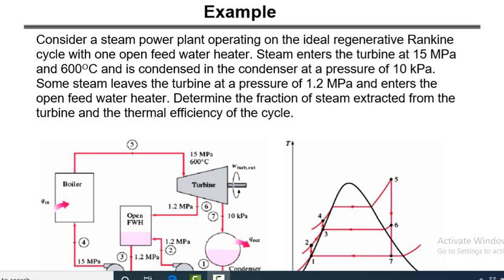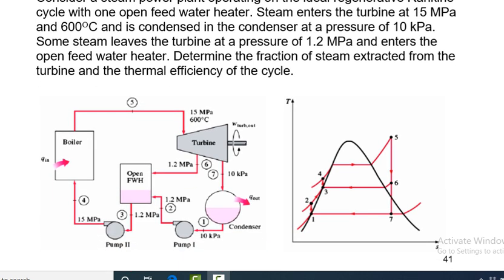First of all, you have to read this numerical once again, and you have to find out what inputs are given in the numerical and what outputs are to be determined. Then you have to draw the diagram of the open feed water heater. What is happening in this case?